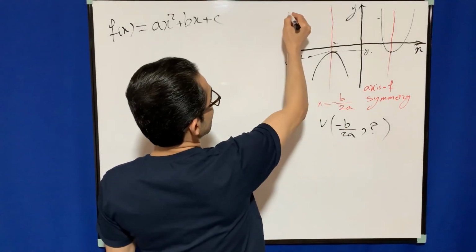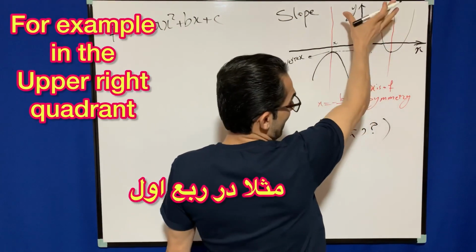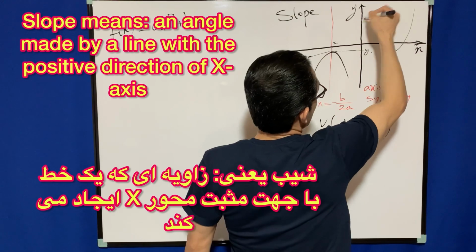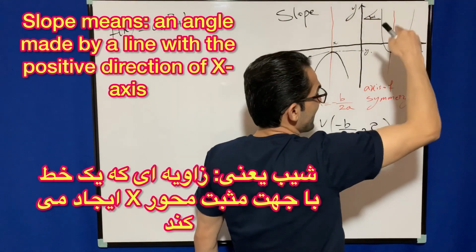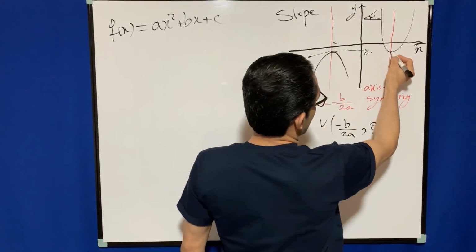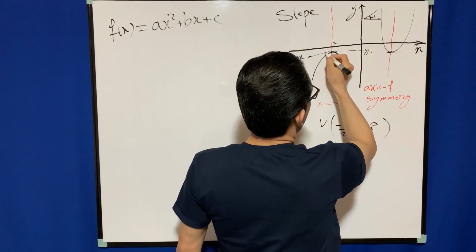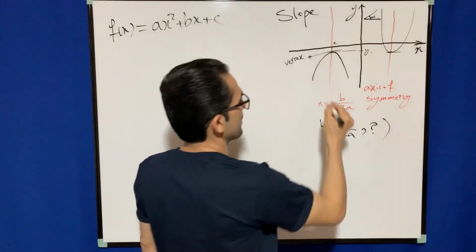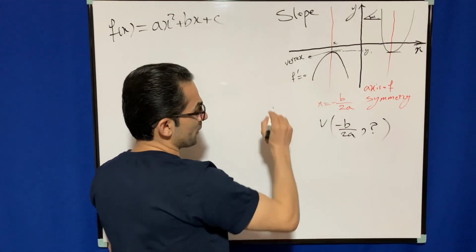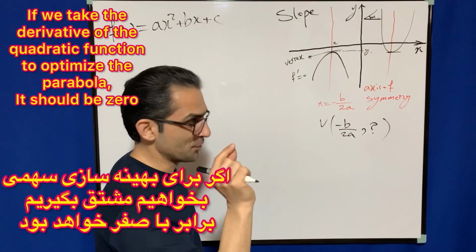First, let me tell you the meaning of slope. A slope, for example, in the upper right quadrant, means an angle made by a line with the positive direction of x-axis. In fact, it is an angle. But if you see this point on a curve, these points have no slope or no angle. In fact, they're flat. I mean, f prime equals 0. In another word, if we take the derivative of the quadratic function to optimize the parabola, it should be 0.